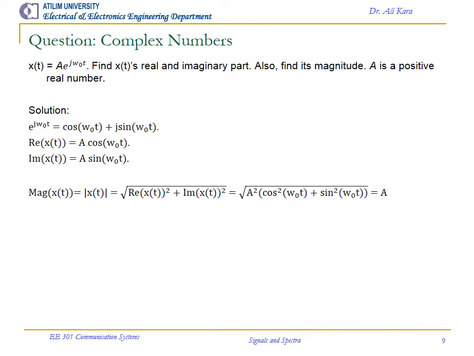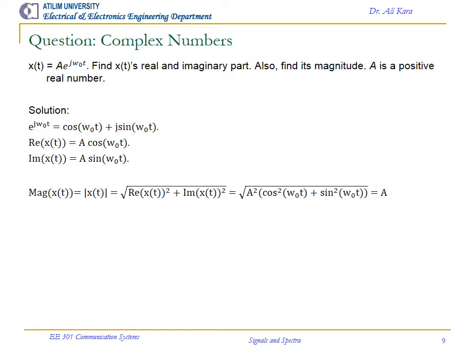As you can see, the signals in both time and frequency domain are often complex quantities. This question will test your knowledge about complex numbers. x(t) is equal to A times e to the power j w0 t. Find x(t)'s real and imaginary parts. Also, find its magnitude. A is a positive real number.